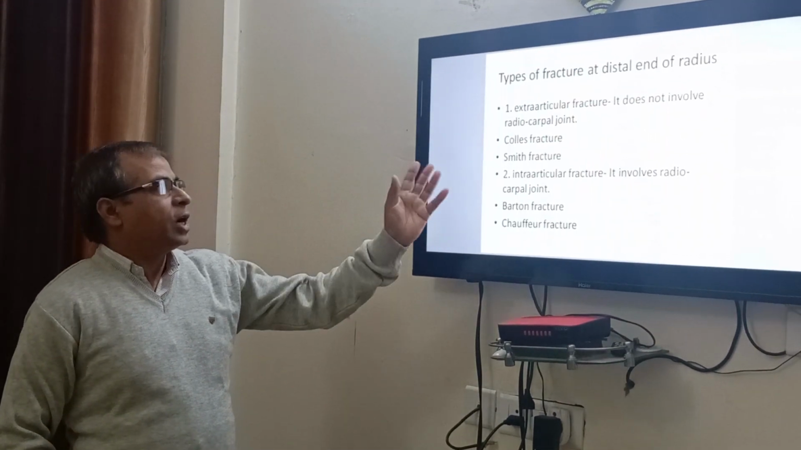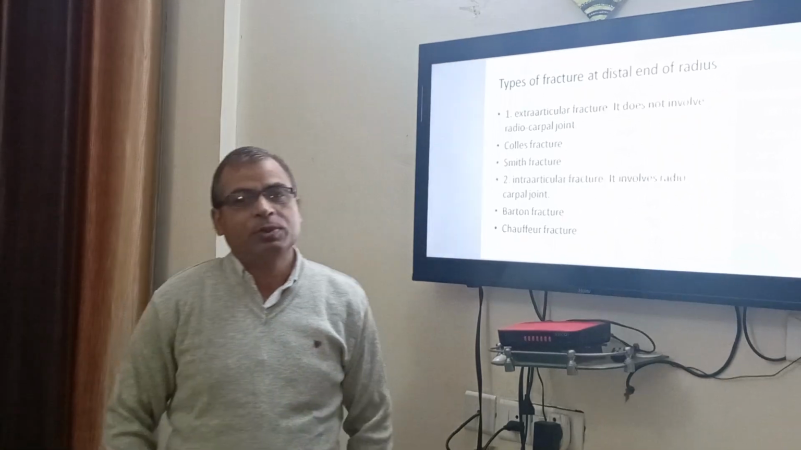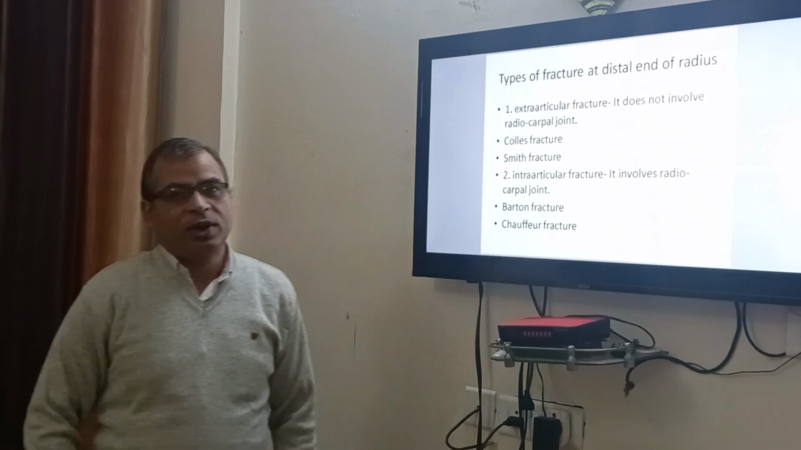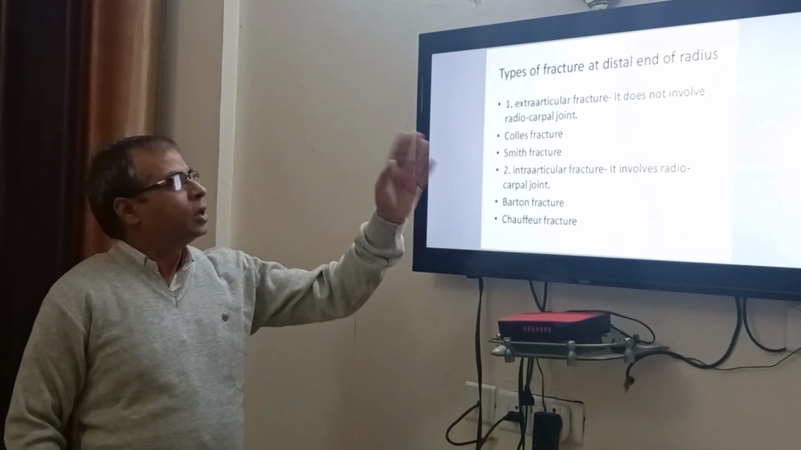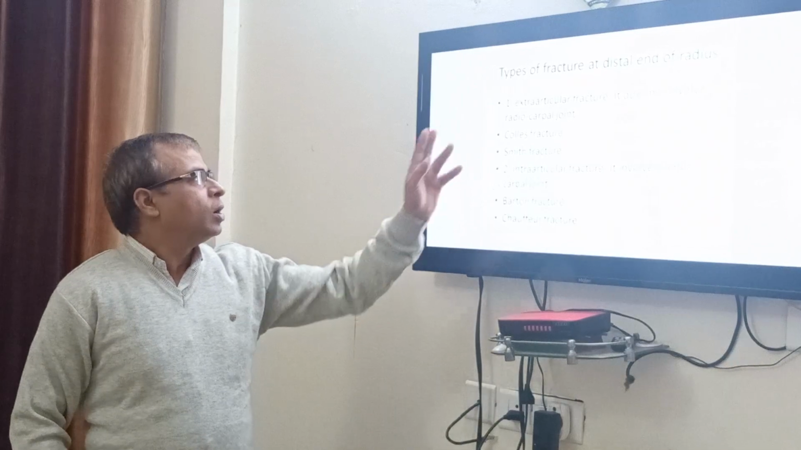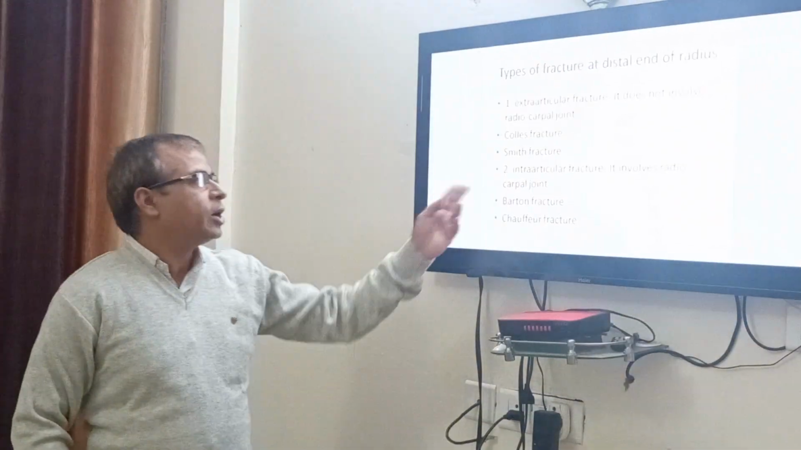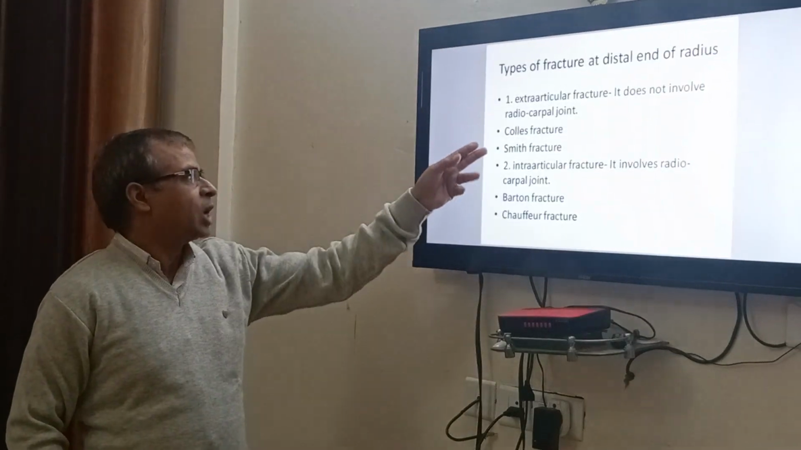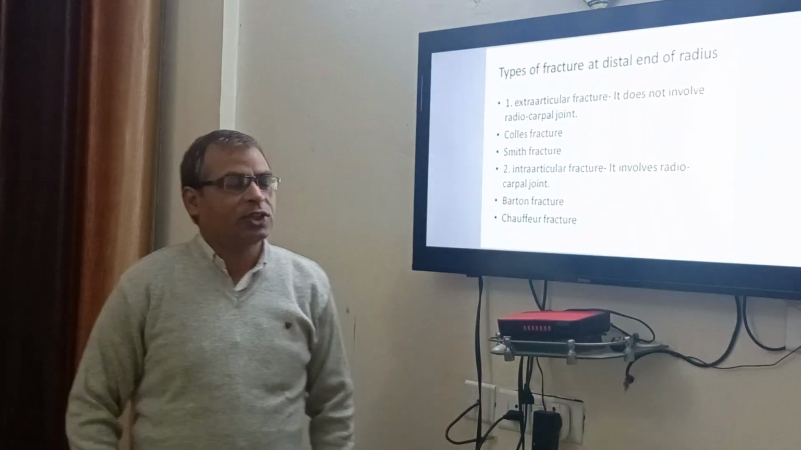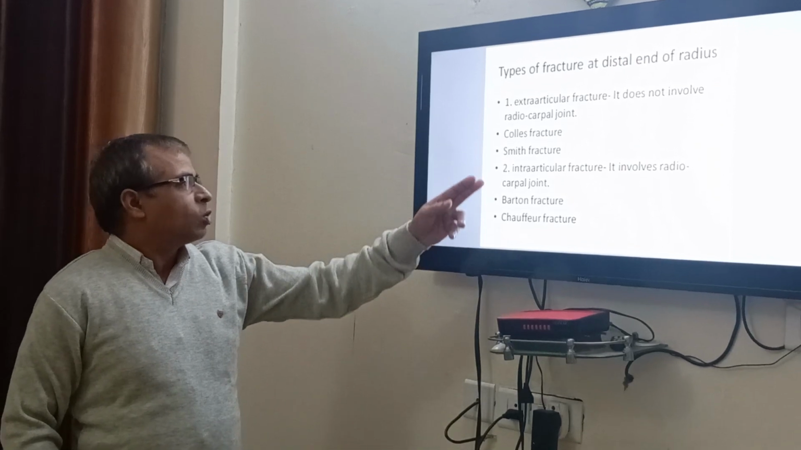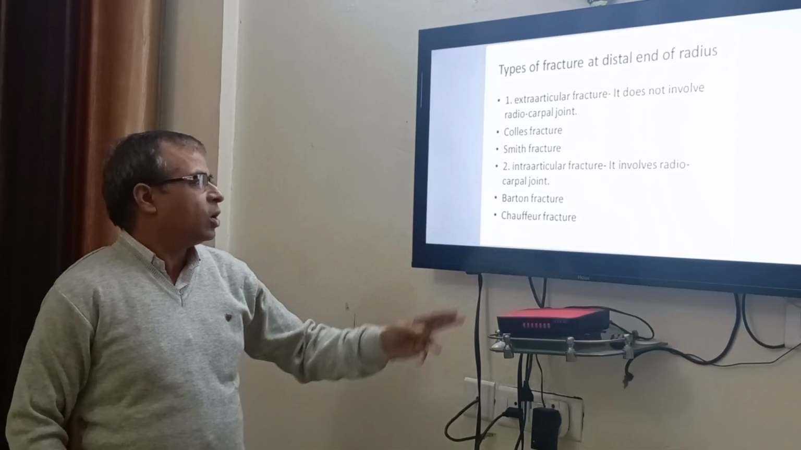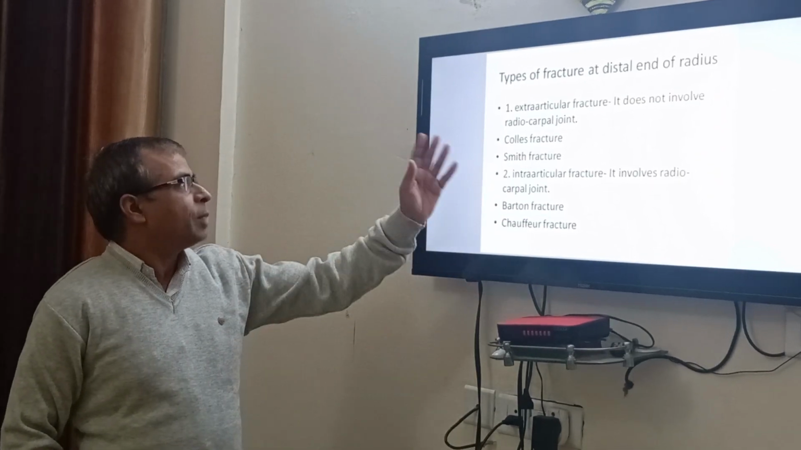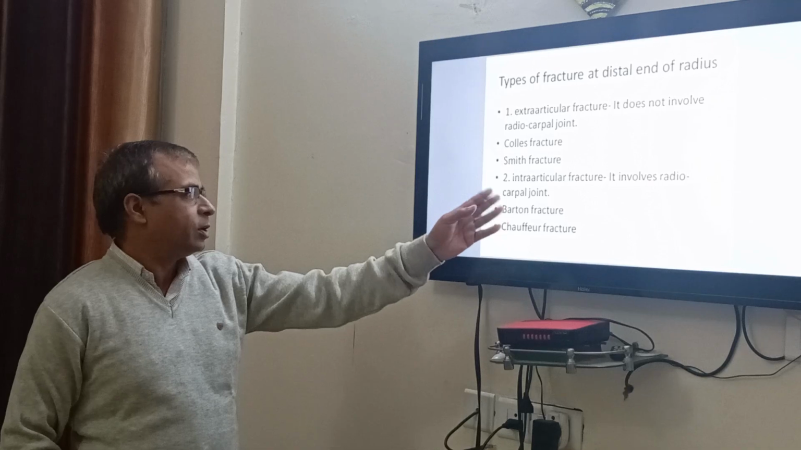So, types of fracture at the distal end of the radius. There are two types mainly: extra-articular fracture and intra-articular fracture. Extra-articular fracture does not involve the radiocarpal joint, and intra-articular involves the radiocarpal joint. Extra-articular fracture may be of two types: Colles fracture and Smith fracture. And intra-articular fracture may be Barton fracture and Schoeffer fracture. These are the different fractures.